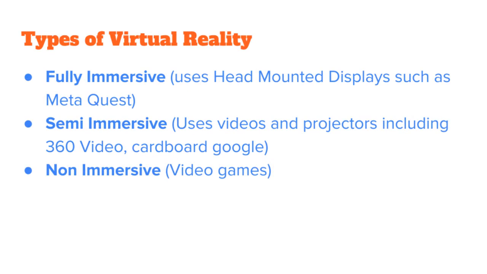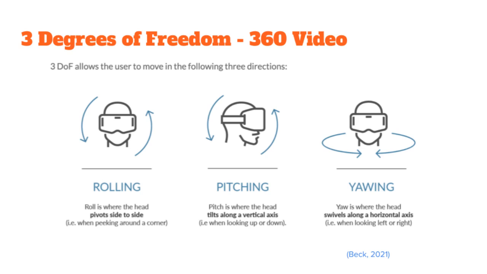VR can be used in education to provide an empathetic experience or to teach a technical skill. There are three types of virtual reality: fully immersive, which uses head mounted displays such as MetaQuest, haptics, the hand controllers. Semi immersive uses videos and projectors, including 360 video, and also cardboard Google goggles. And non immersive would include video games that you're playing that just look three dimensional but don't have any kind of headset or goggle.